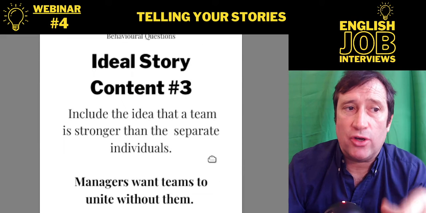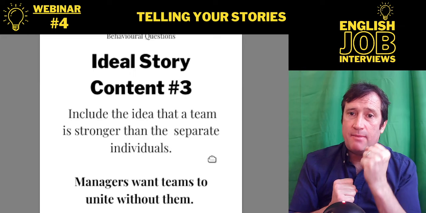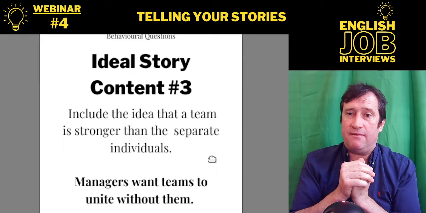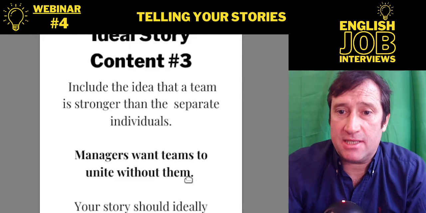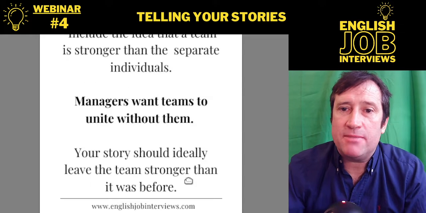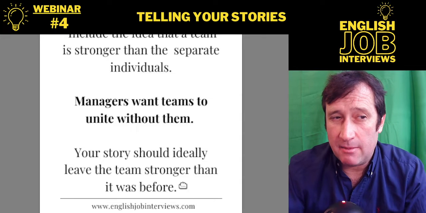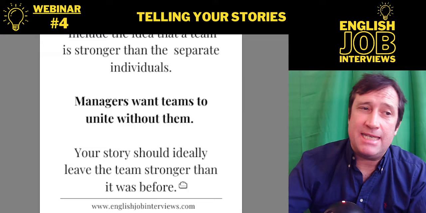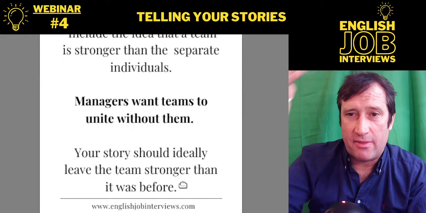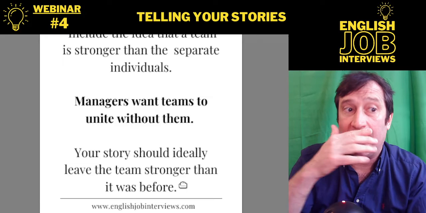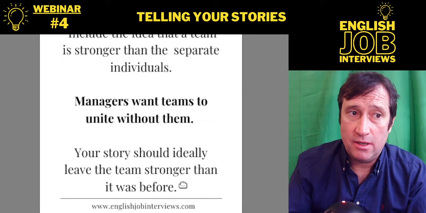Ideal story content part 3. Include the idea that a team is stronger than the separate individuals. Okay? If this is possible, this is ideal. Managers want teams to unite without them. This is key. Imagine the manager ideally doesn't want to be involved in that. They've got their own things to deal with there. They're worried about the pressure they're under. The ideal would be that the team does it themselves because they're able to.